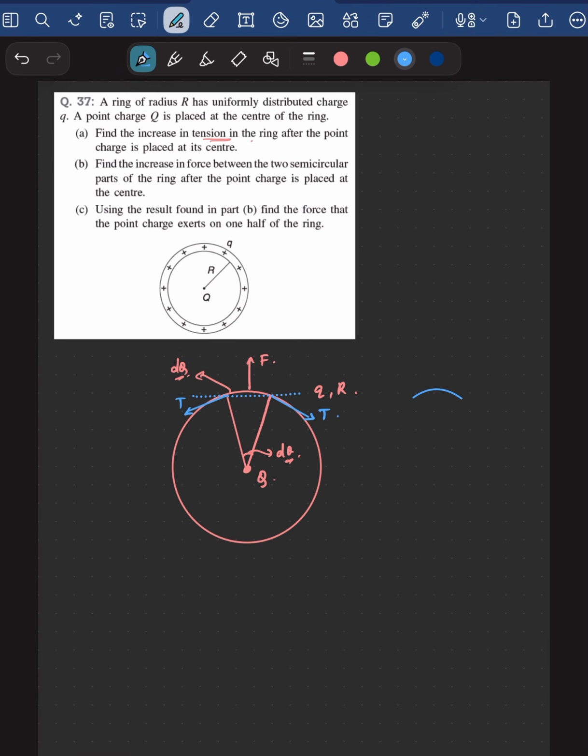So I have this dq part. This dq part subtends an angle d theta at the center. You have your tension forces acting this way. So these two tension forces will be acting along the tangent. Each of this angle will be d theta by 2. So this angle will also be d theta by 2. So your component of tension acting in the downward direction will be T sine of d theta by 2.